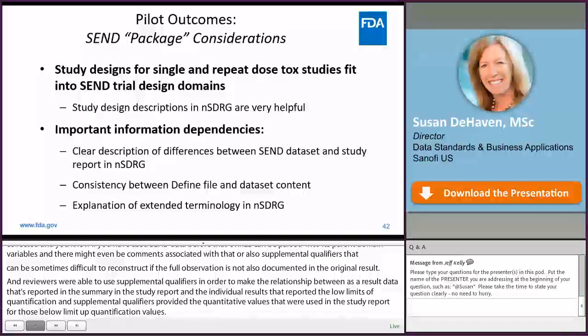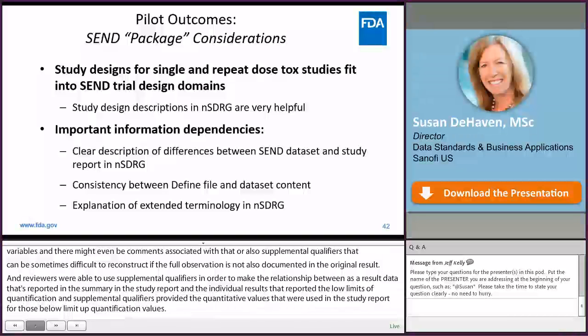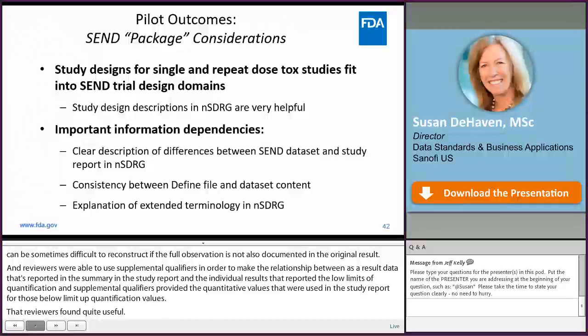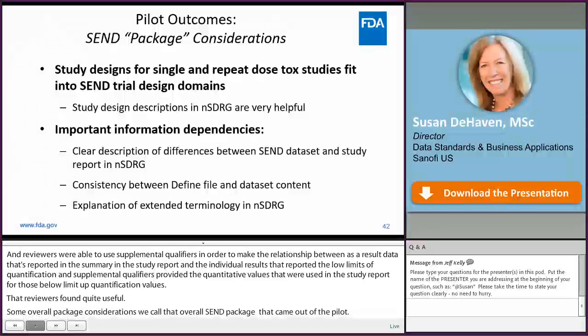Some overall package considerations, what we would call the overall SEND package that came out of the pilot. The study designs for single and repeat dose tox studies for CBER fit into the SEND trial design domains quite well, although the reviewers found that study design descriptions in the NSDRG are very helpful.